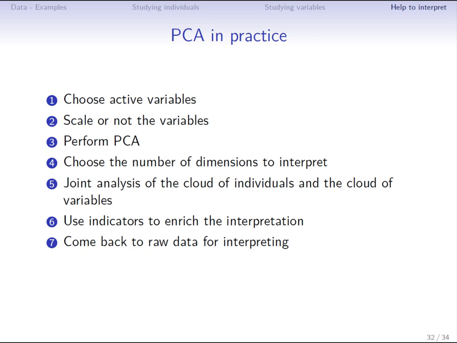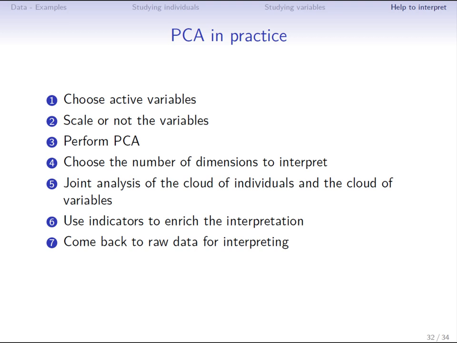Then we perform PCA, and then we choose the number of dimensions that will be interpreted: the first two dimensions, or also the third and the fourth. In this latter case, we will build the representation with dimensions 3 and 4. Then we interpret the PCA results by studying simultaneously the graph of the individuals and the graph of the variables. We go back and forth between these two graphs to express and understand the differences and similarities between individuals and to understand the relationships between variables.